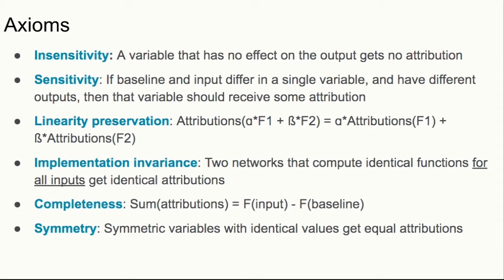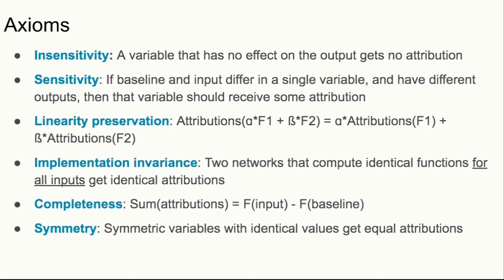This is where the trickling down methods suffer. All these methods that try to trickle down the score and then come up with an attribution are highly sensitive to the topology of the network. You can have two networks that implement the exact same function, but will end up with different attributions because the bracketing of the computation is different. Then there's completeness, which is the sum of the attributions should be f of input minus f of baseline.